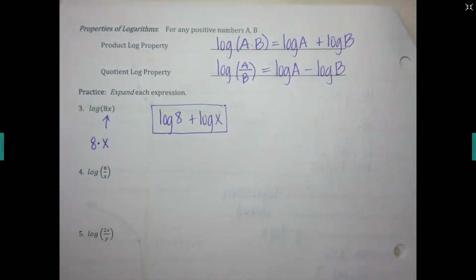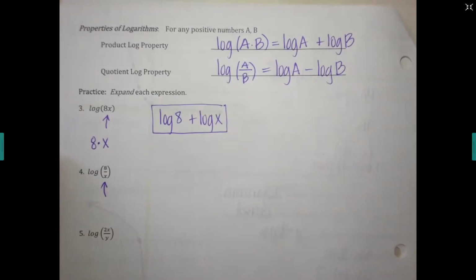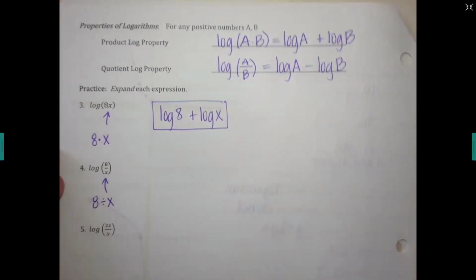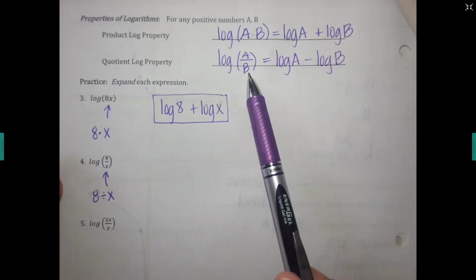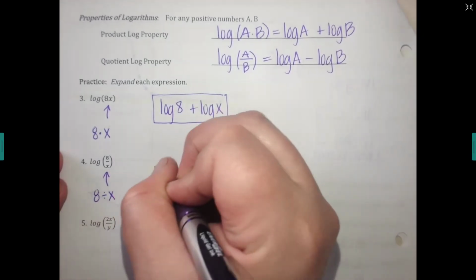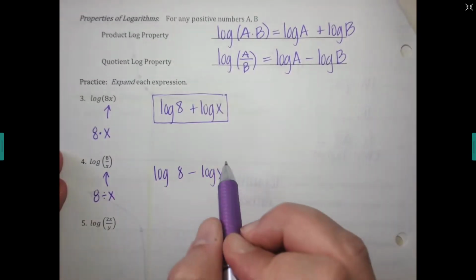All right, take a look at number 4. How are the 8 and the x sharing the log? Through multiplication or division? This is 8 divided by x. And if it's 8 divided by x, how can I split them? With subtraction. Very good. So it'd be log 8 minus log x. Everybody good so far?